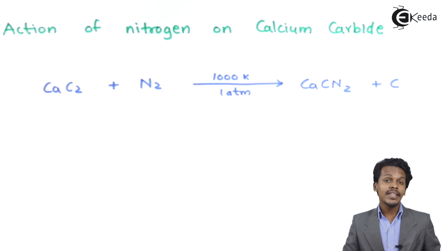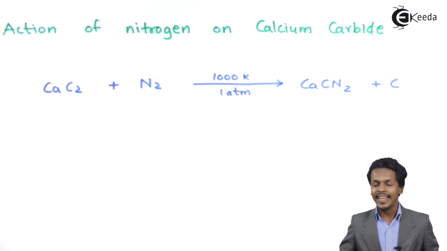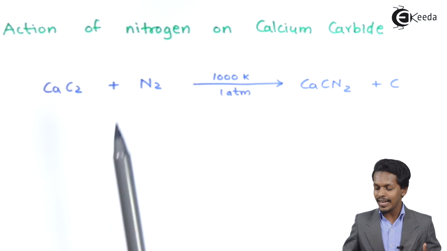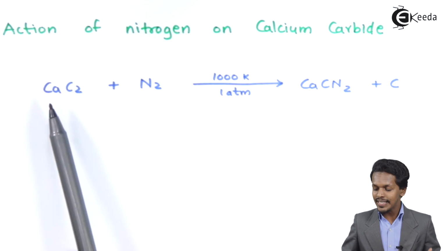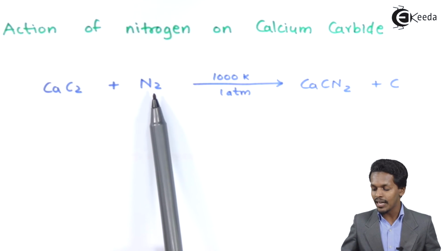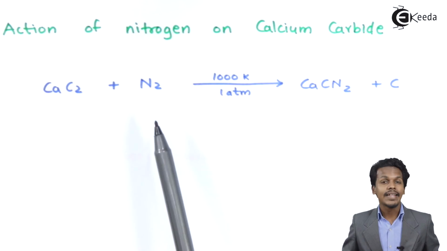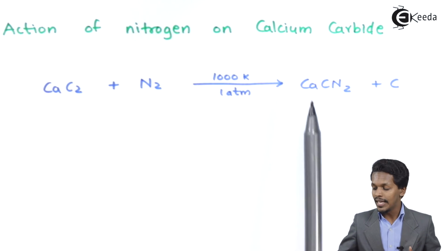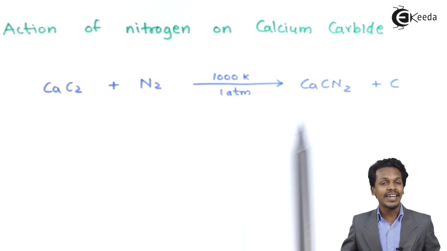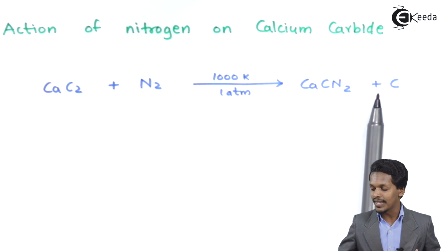So this was related to the reaction of nitrogen with hydrogen, and now let me talk about the other reaction, the action of nitrogen on calcium carbide. In this case we react nitrogen with calcium carbide, that is CaC2. Whenever calcium carbide is reacted with nitrogen, obviously we have to provide a higher temperature, around 1000 Kelvin, and at 1 atmospheric pressure we get CaCN2, known as calcium cyanamide, along with carbon.